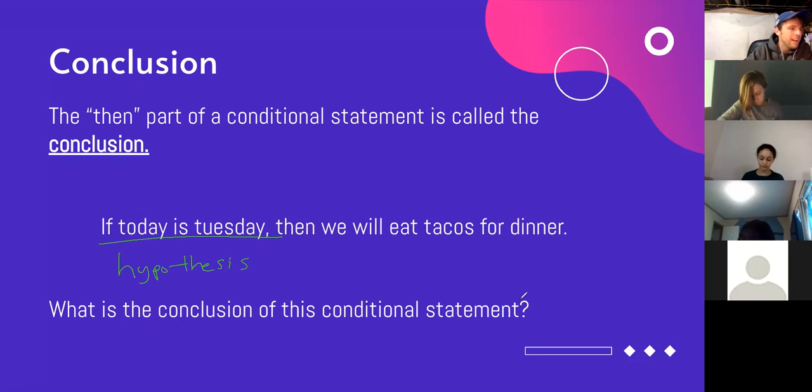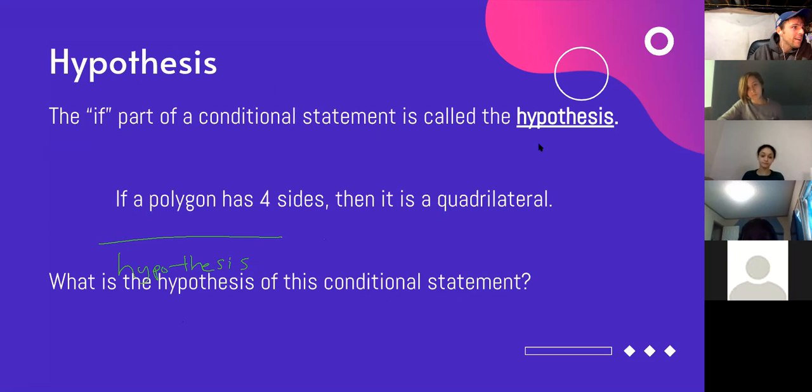Oh, I went to the wrong screen. They look so alike. Sorry. The if part is the hypothesis. If a polygon has 4 sides, then it is a quadrilateral. And this first part is our hypothesis.